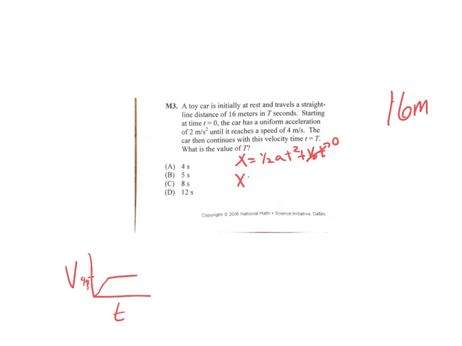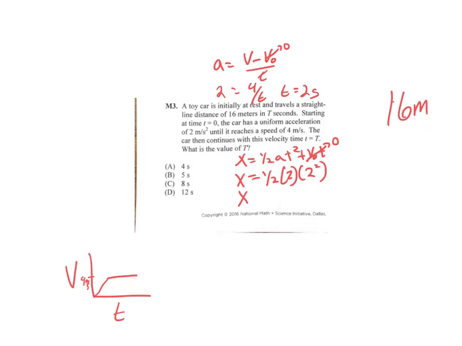X is equal to 1/2 times 2, and if it's accelerating at 2 meters per second squared, a equals v minus v naught over t. Again, that's 0. So if we're trying to find t here, so this is 2 equals 4 over t, it would take 2 seconds to reach 4 meters per second.